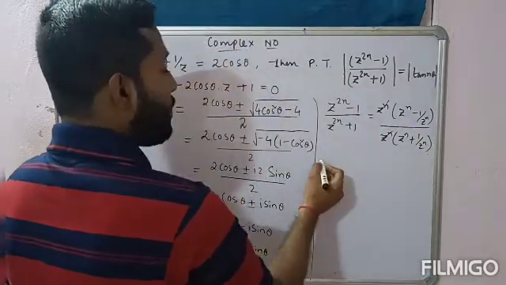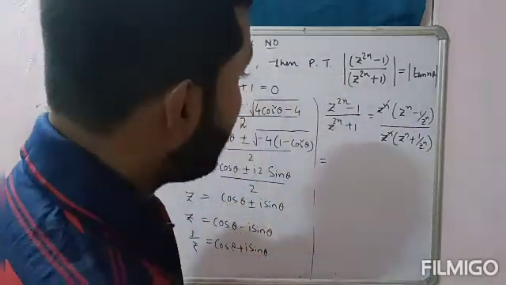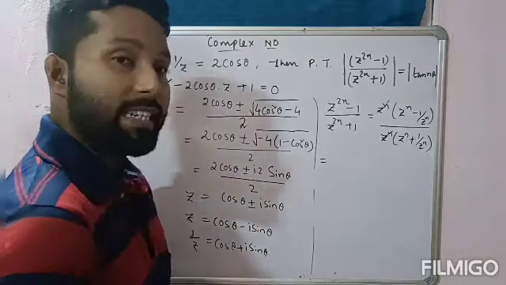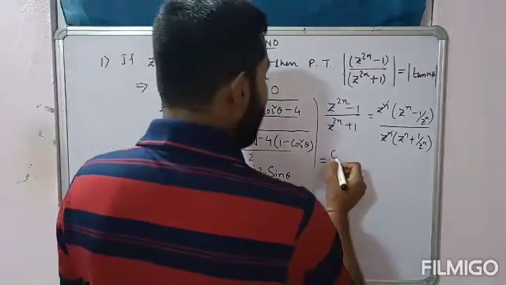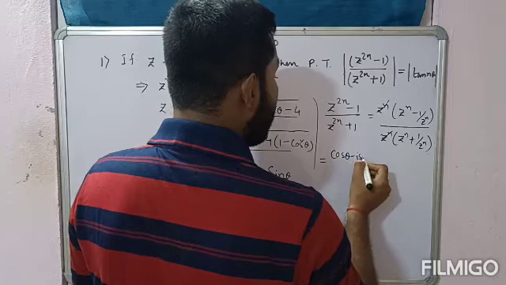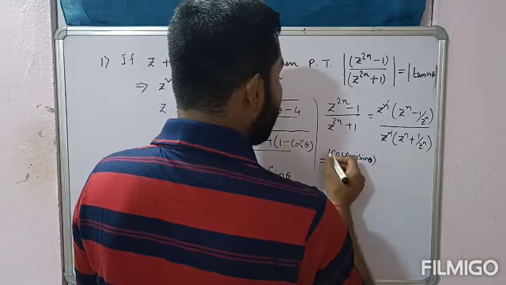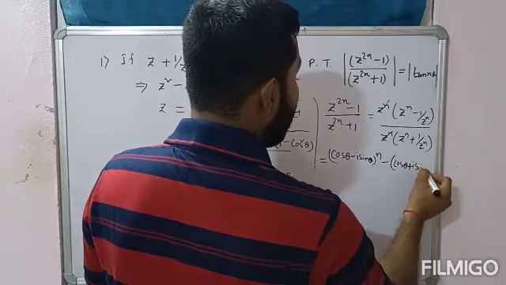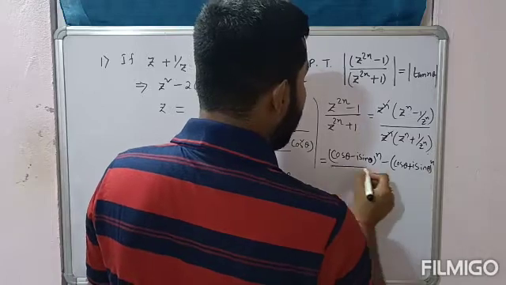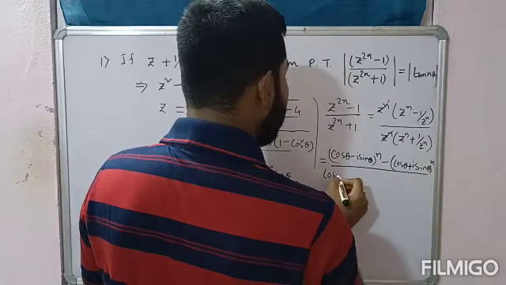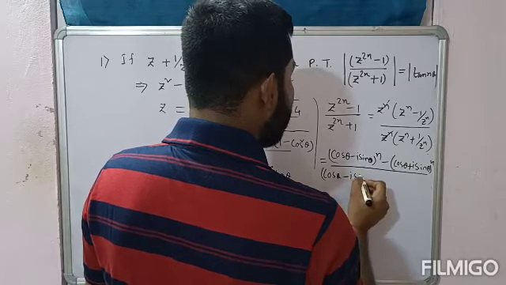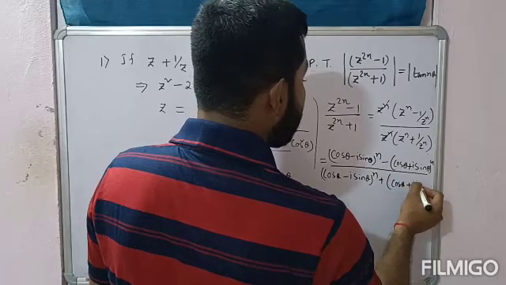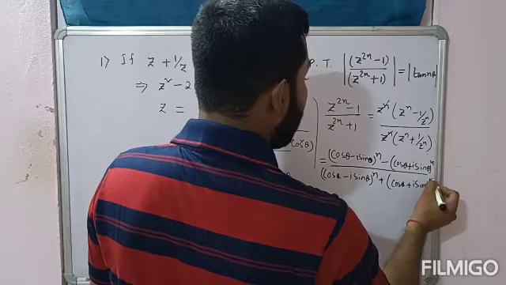Now again, like the positive value, here also you have to substitute the values of z and 1 by z. So now in this case z is cos theta minus i sin theta. So this will be then (cos theta minus i sin theta) to the power n minus (cos theta plus i sin theta) to the power n, divided by (cos theta minus i sin theta) to the power n plus (cos theta plus i sin theta) to the power n.